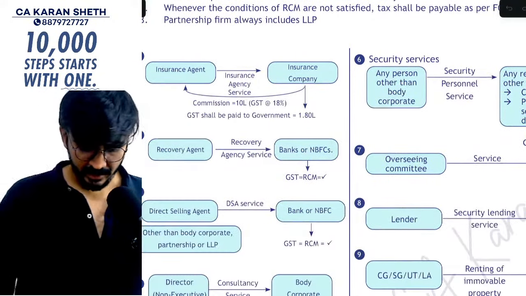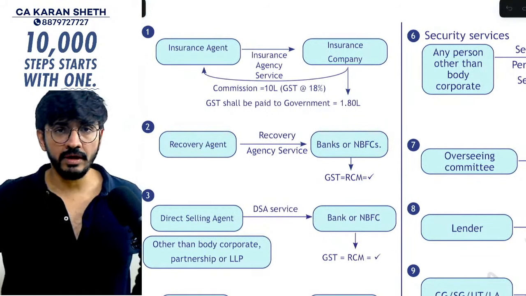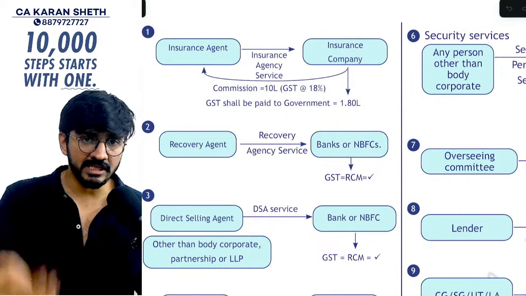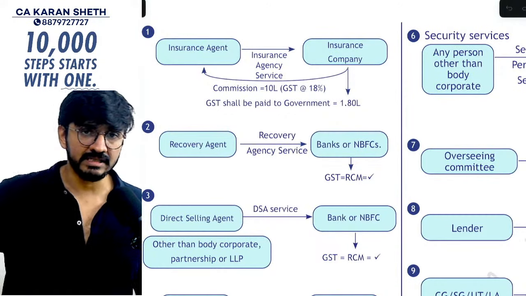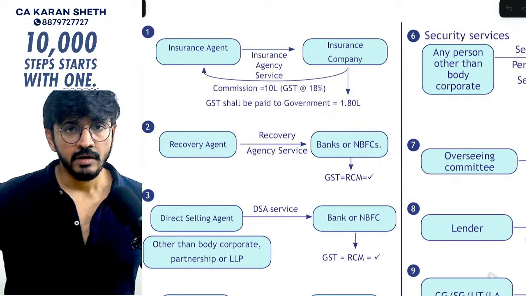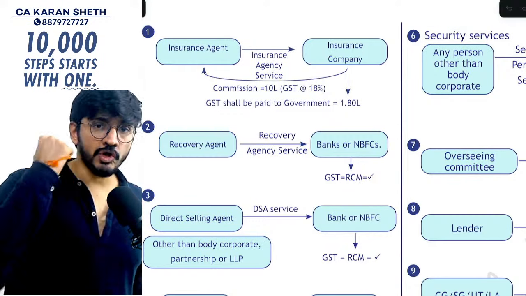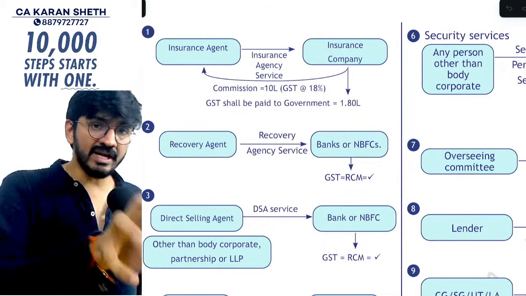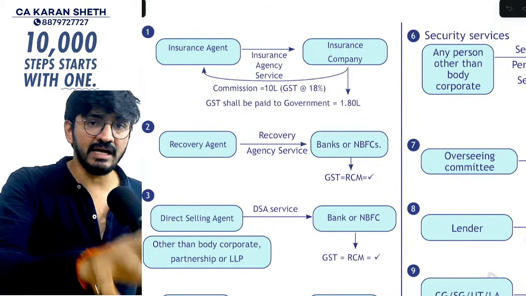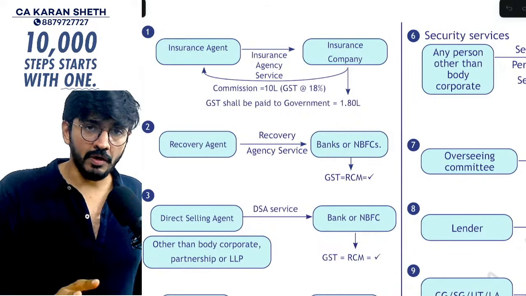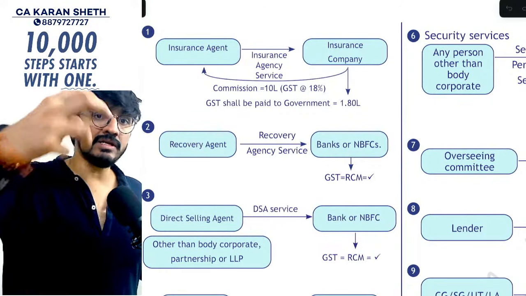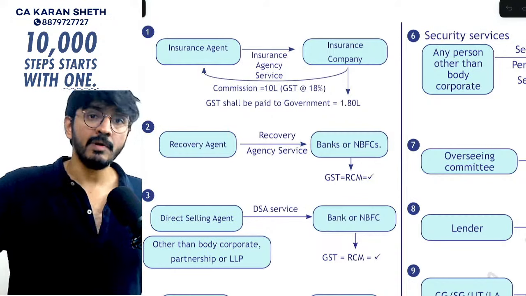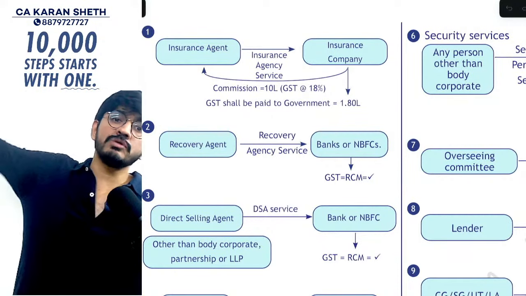Perfect. Next, my dear friends. First is an insurance agent providing service to an insurance company. Who will pay tax? The insurance company. Because insurance agents are too many and they are giving service to only one insurance company. Let's say LIC, Bajaj Allianz, or Bharti AXA Life Insurance. So 1 lakh insurance agents are selling policies for LIC. LIC is one, and LIC will be asked to pay tax as per RCM on all the commission that LIC pays to the insurance agents.